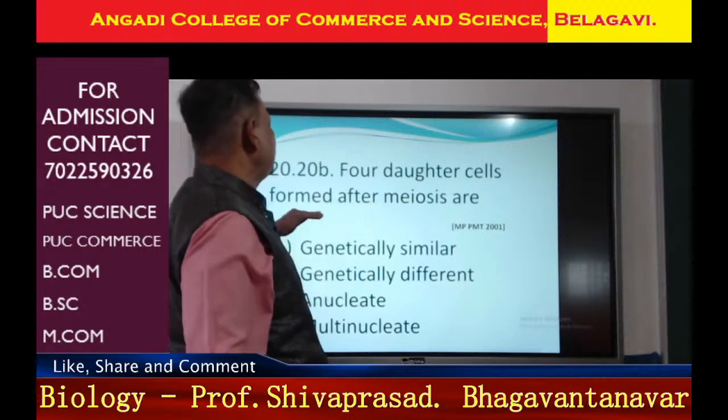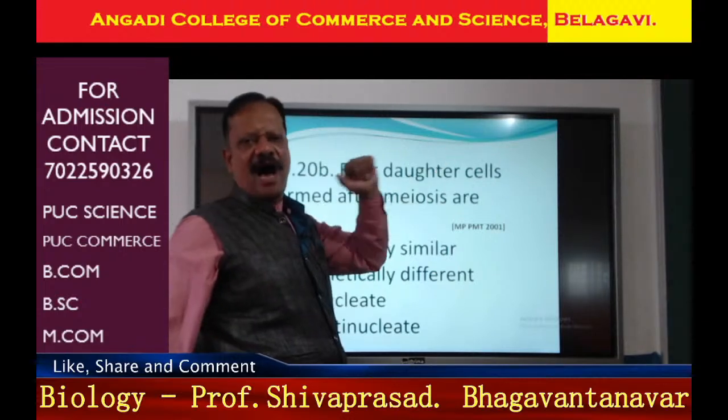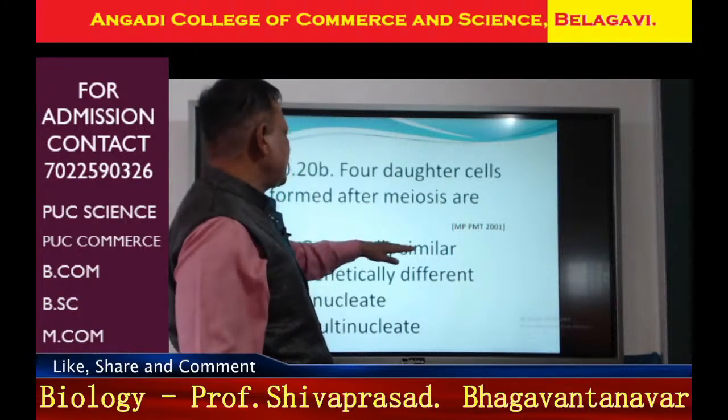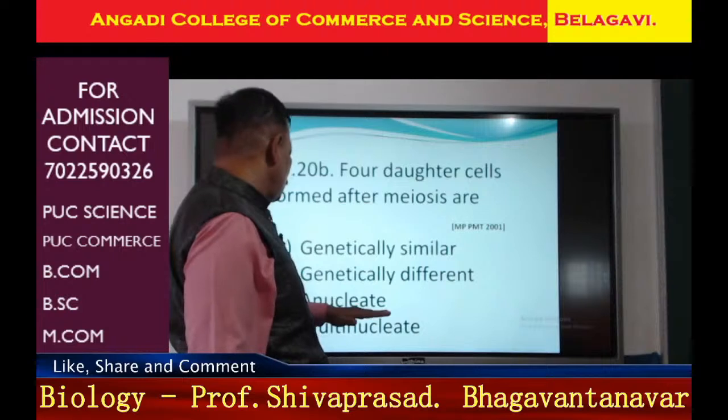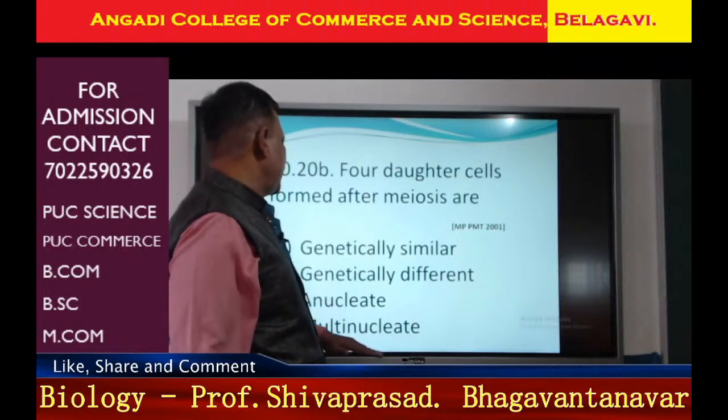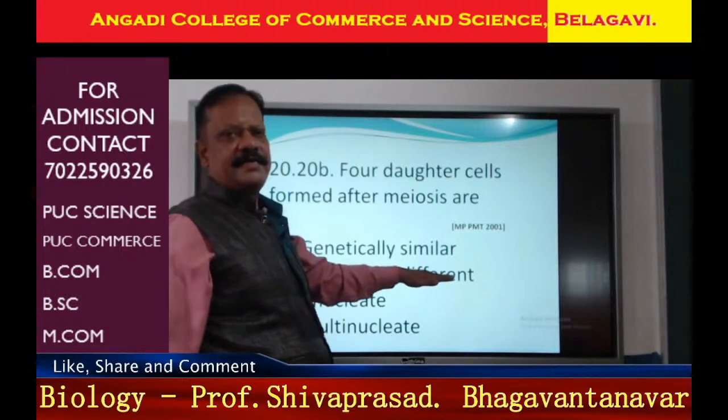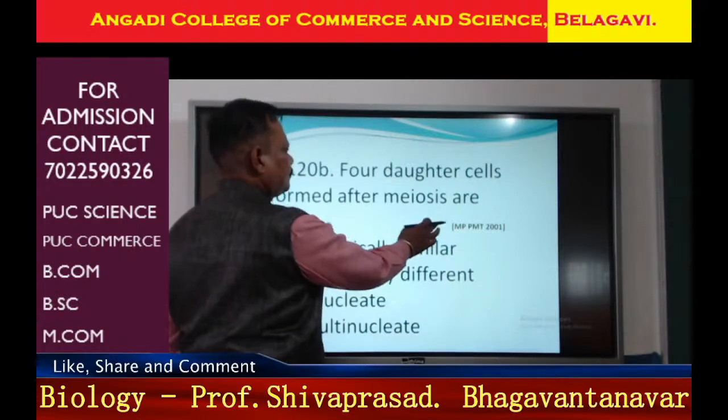The 4 daughter cells formed after meiosis are, just see, genetically similar, genetically different, enucleate, multinucleate. It is genetically different. Next one.